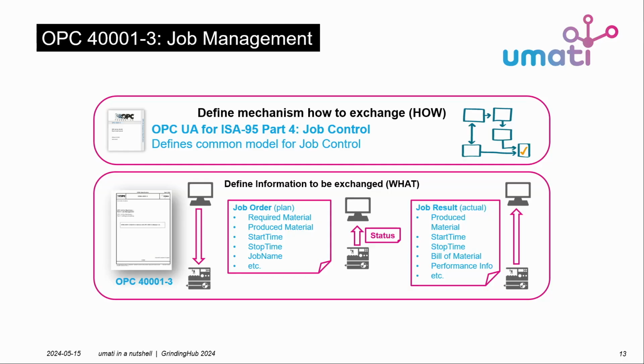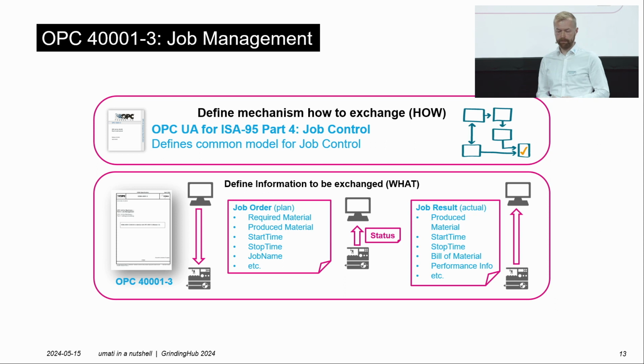The job management is based on two things. The first is the mechanism of the exchange of information about jobs. It's based on the OPC-UA for ISA-95 Part 4. It defines the model, and then the OPC 40001-3 defines the information that has to be exchanged. So there is a job order, it goes to the machine, which is sharing the status of this order, and once the order is complete, you get the job result, and you can start all over again. That's basically the idea.